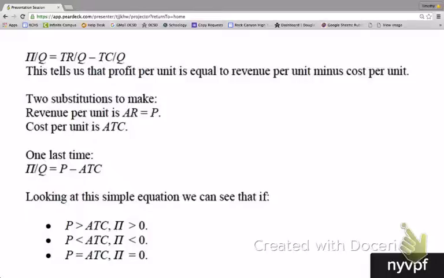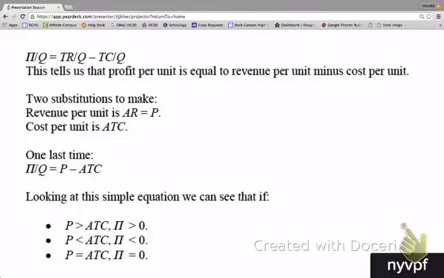So when we make these substitutions one last time, we can say profit divided by quantity, or the average profit, is equal to the price minus average total cost. So looking at this simple equation, we can see that if the price is greater than the average total cost, economic profit must be greater than 0 and therefore positive. If the price is less than average total cost, then economic profit must be less than 0 and therefore negative. If price is equal to average total cost, then economic profit must be 0.